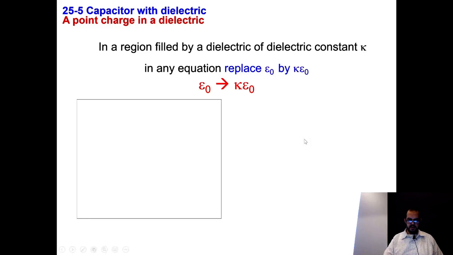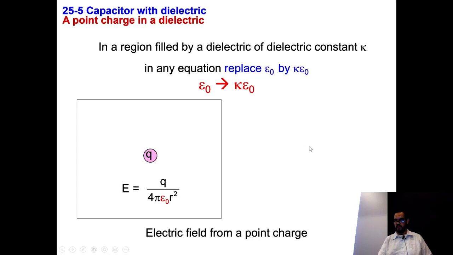So let's take an example. Remember, for a point charge, this was the electric field. Coulomb's law says K is 1 over 4 pi epsilon 0. So let's forget about K and use 1 over 4 pi epsilon 0. So it's Q divided by 4 pi epsilon 0 r squared. Now this charge is in air or in vacuum. How about if it's in a dielectric material, like strontium titanate?